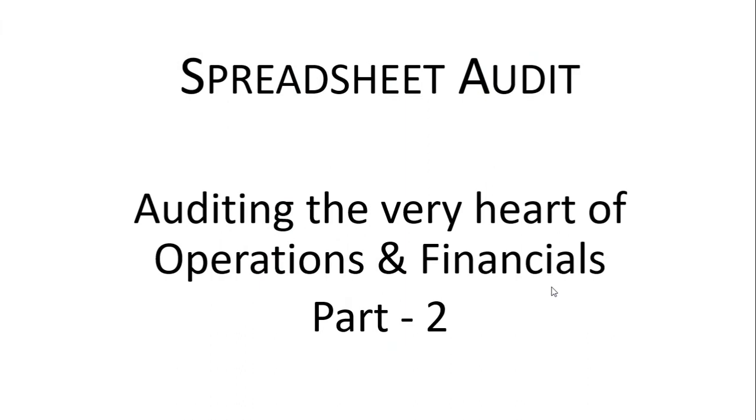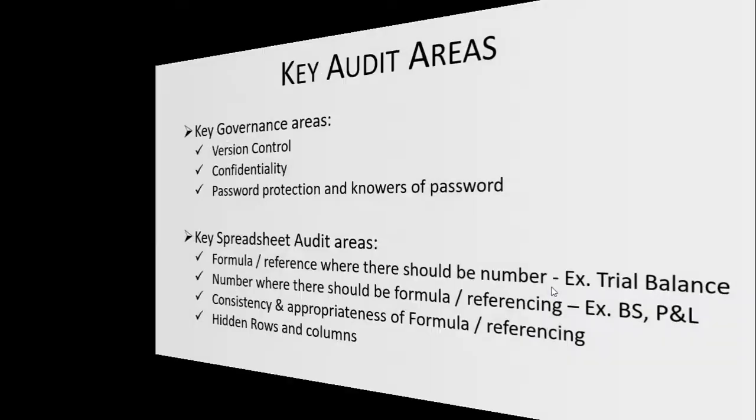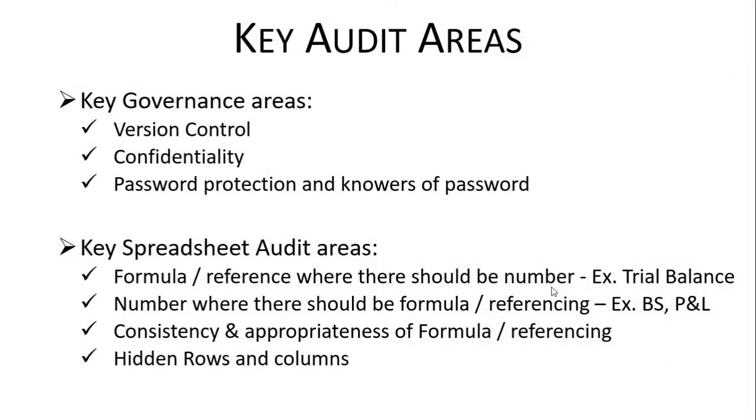Today we are going to see part 2 of the spreadsheet audit, which is auditing the very heart of operations and financials. We discussed in the first part some of the key governance areas, that is auditing around the spreadsheet, and the first two aspects of auditing in the spreadsheet. So we saw how to identify cells where there is a formula, where there should be a number, and vice versa.